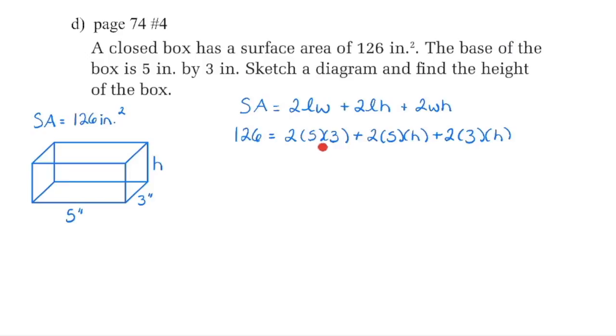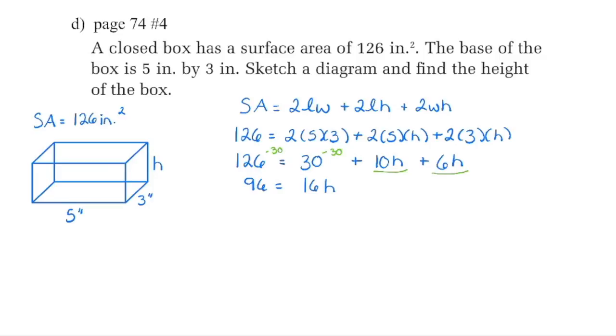5 times 3 is 15, times 2 is going to give me 30. And then if I simplify each of these terms, I've got 2 times 5 is 10, times h, I'm just going to leave that as plus 10h, and then my last term I'm going to leave as plus 6h. Now I'm going to combine some like terms here. So we're going to add 10h plus 6h to get 16h, and then I'm going to subtract 30 and subtract 30 here to move that over to the one side. So we can simplify this down to 126 minus 30 is 96 is equal to 16h.